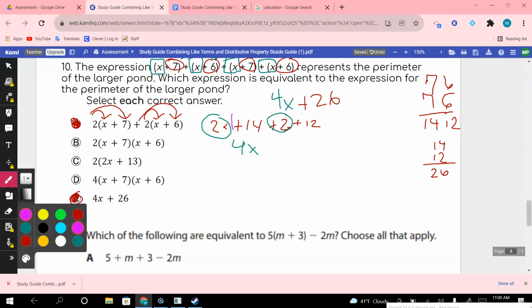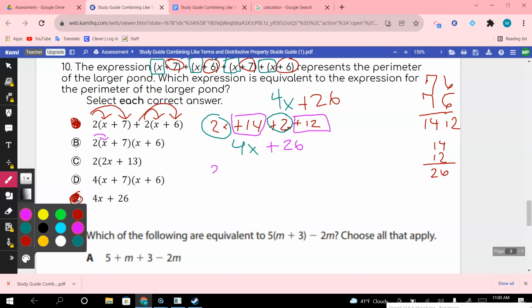And then we have positive 14 and positive 12, which is a positive 26. So that's proving it is correct. Okay, B is not correct because we would be saying that we have 2 groups of x plus 7 times x plus 6. So let's just prove that.